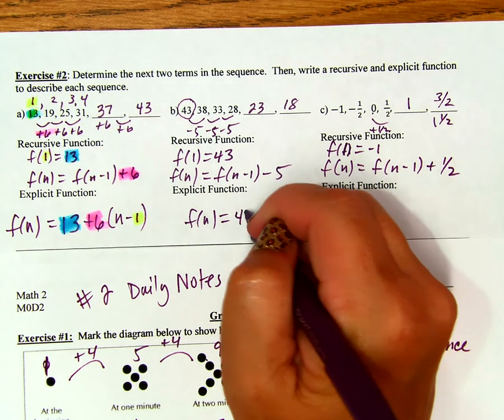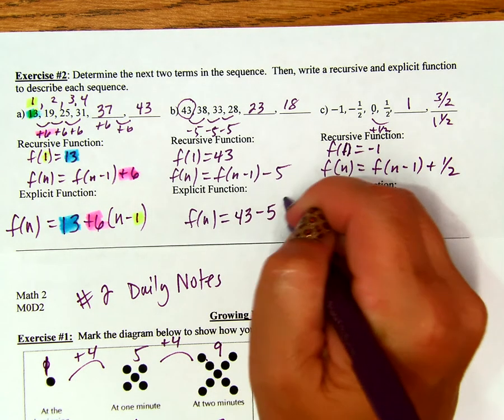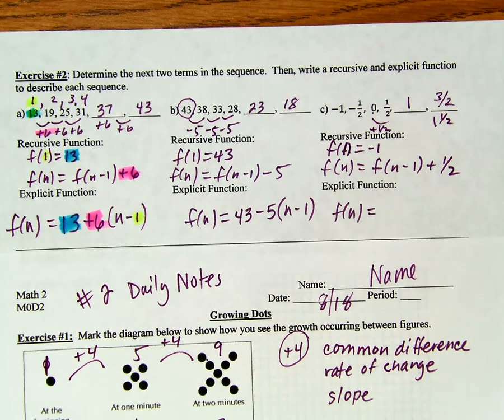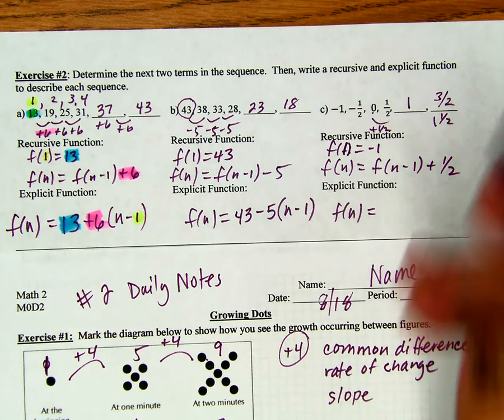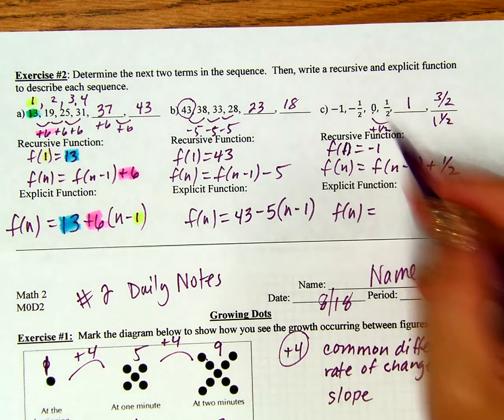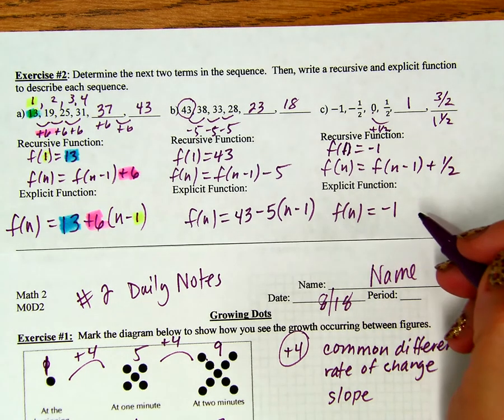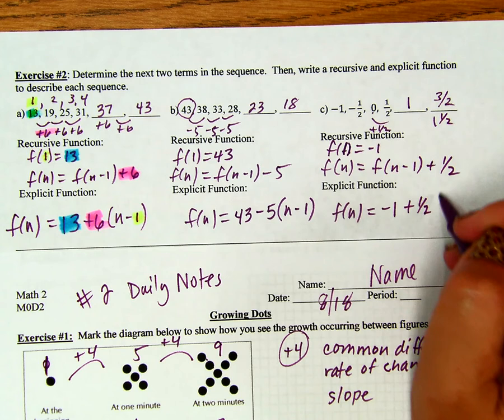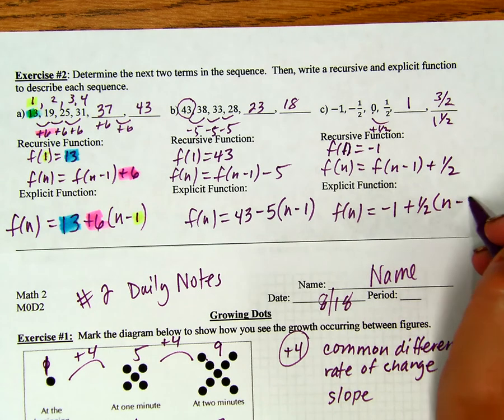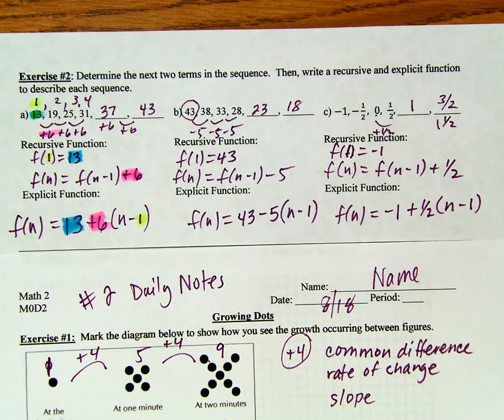Begins with what? This time, subtracting what? Every time to the n minus time 1. And finally, begins with what? Really? I could start with a negative? Yep. Adding what? Every time to the one before, time n minus 1. How'd you do on those? Excellent.